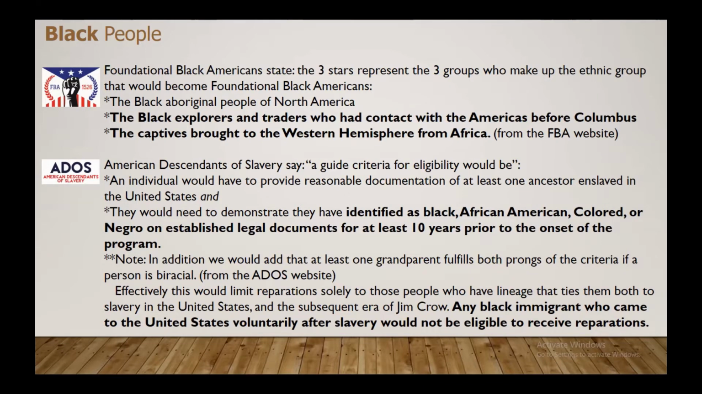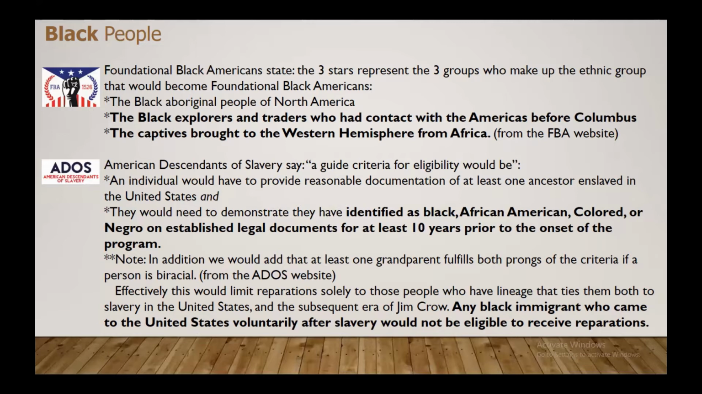Moving down, where you see the American descendants of slavery, their guide criteria for eligibility to be an ADOS is an individual who could provide reasonable documentation of at least one ancestor enslaved in the United States. And they would need to demonstrate that they have identified as Black, African American, colored, or Negro on established legal documents for at least 10 years prior to the onset of this program, meaning the ADOS program, right? Also at the bottom, it excludes any Black immigrant who came to the United States voluntarily after slavery, all right?